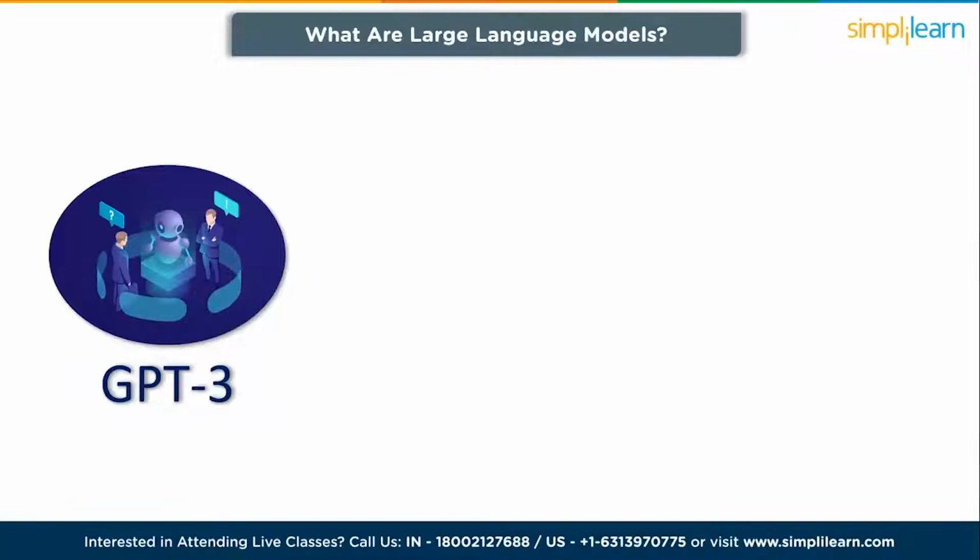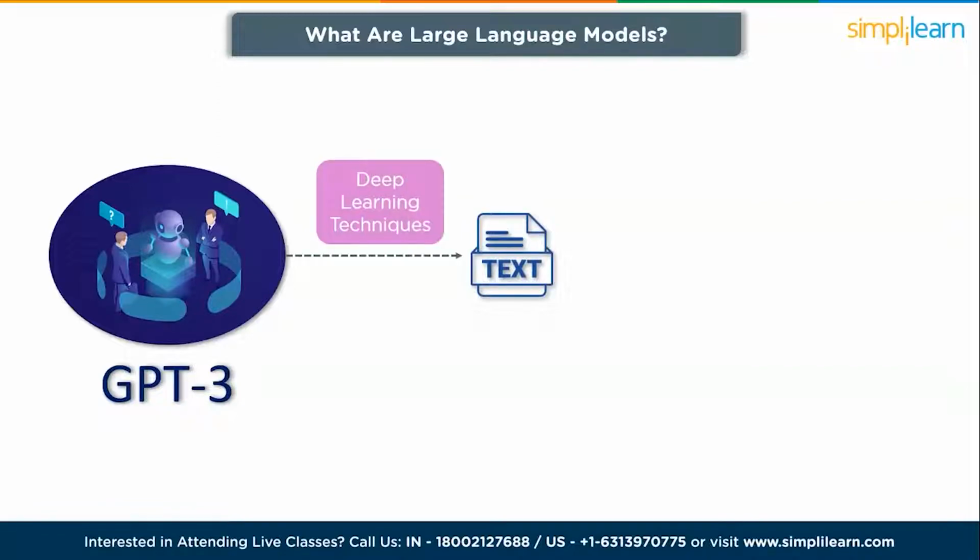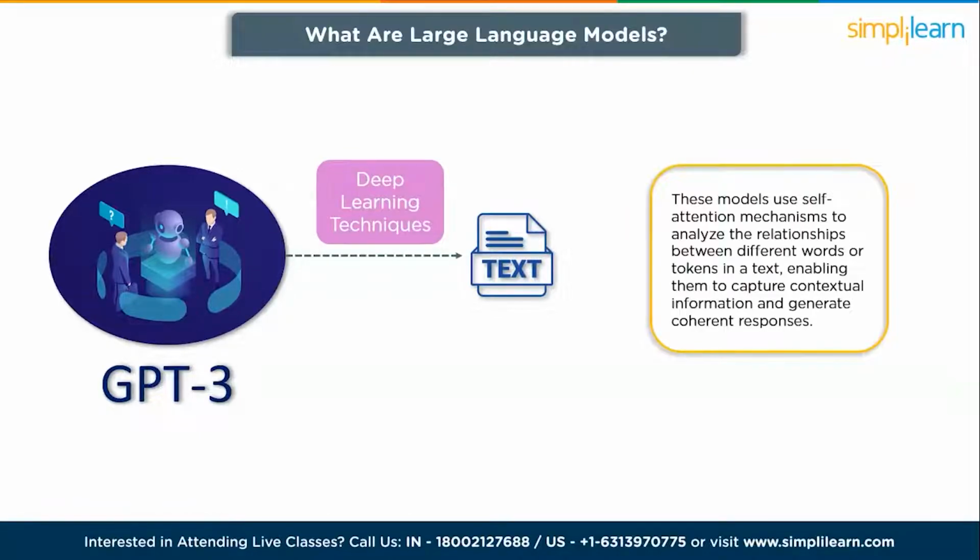So we'll start with what are large language models. Large language models such as GPT-3, Generative Pre-trained Transformer 3, are advanced artificial intelligence systems designed to understand and generate human-like text. These models are built using deep learning techniques and have been trained on vast amounts of text data from the internet. These models use self-attention mechanisms to analyze the relationships between words or tokens in a text, enabling them to capture contextual information and generate coherent responses.